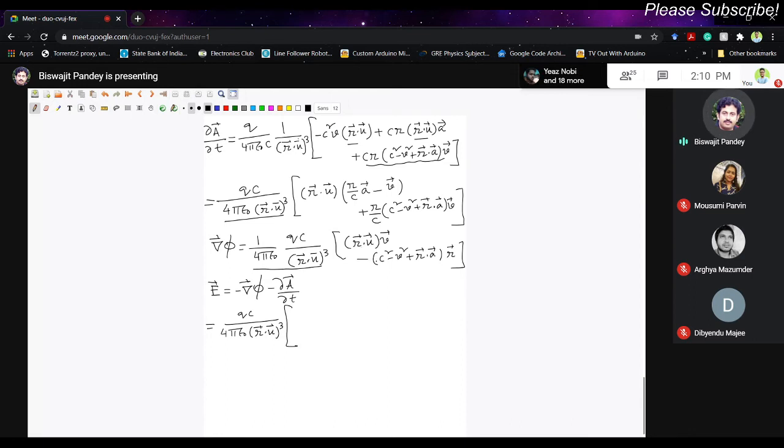So I'm writing the positive part first. This second term will become positive. So let me write the positive term first: c square minus b square plus r dot a into curly r minus, this will become minus r dot u times b. This is grad phi. So grad phi is done.